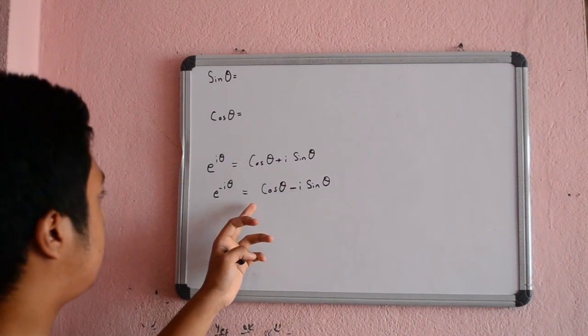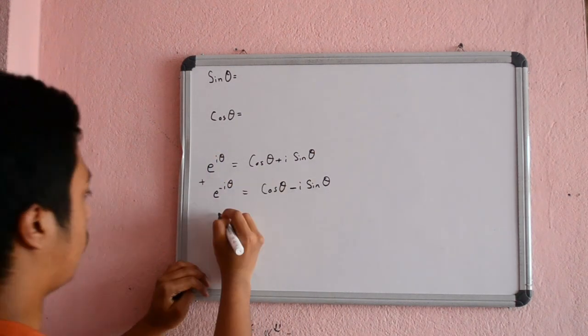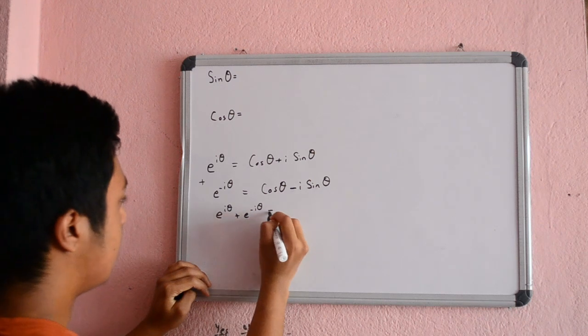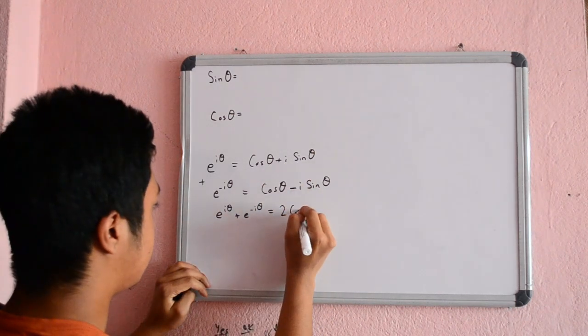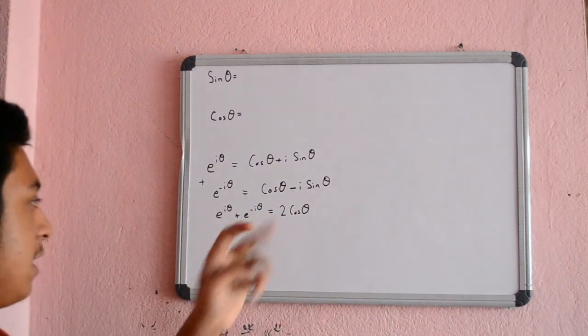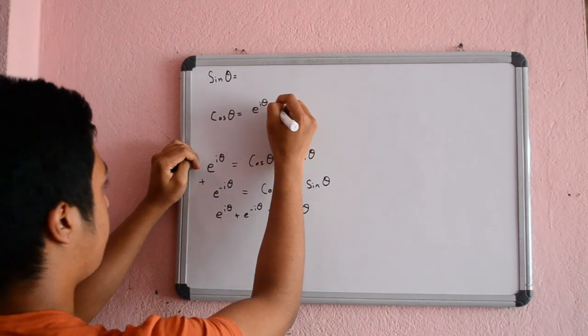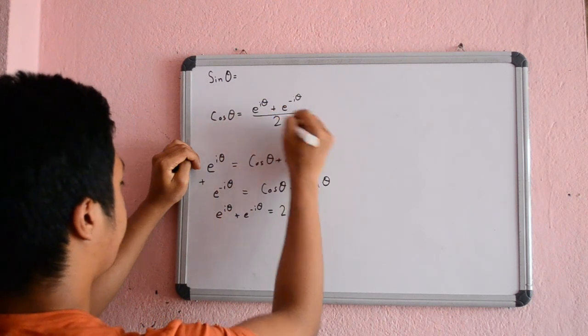So let's try for cosθ first. If we just add these terms, what I'll have is e to the power iθ plus e to the power minus iθ is equal to, here these two terms cancel each other, we have 2 cosθ. Meaning that cosθ is just e to the power iθ plus e to the power minus iθ, over 2.